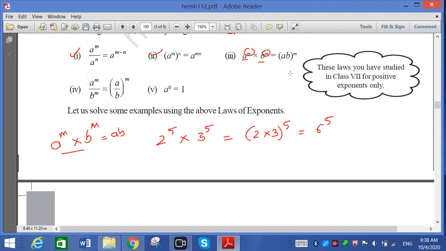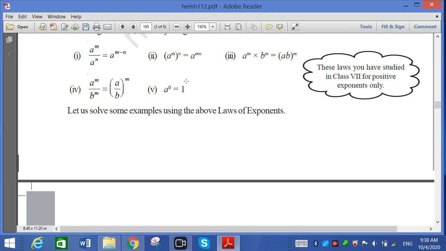Now open the bracket, fourth rule. 2 the power 5 and 3 the power 5, so what do I have to write? 2 by 3 the power 5. Because the fourth rule says that when the exponents, that is the power, are same and the bases are different, what we have to do? Make them common. Now we can show some more important examples.